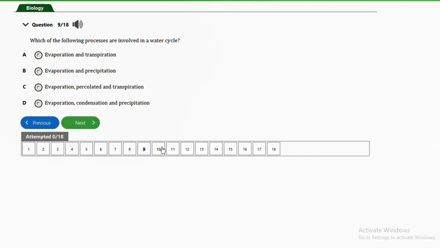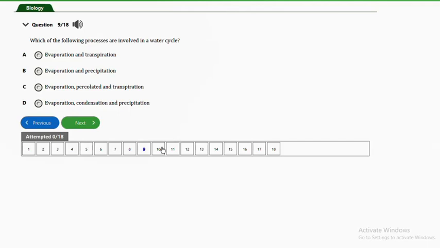The question says, which of the following processes are involved in a water cycle? A, evaporation and transpiration, B, evaporation and precipitation, C, evaporation, percolation, and transpiration, D, evaporation, condensation, and precipitation. So guys, the answer to this question is option D.